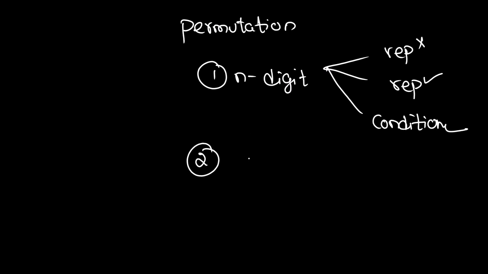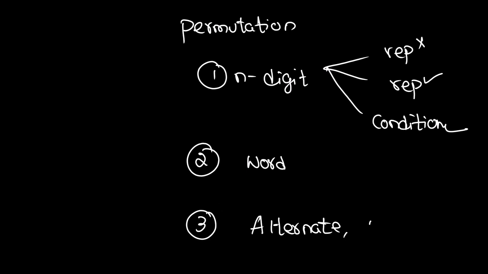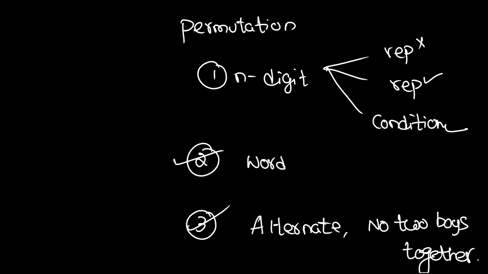Second, we went for words: vowels together, or consonants to be together, starting with vowels, ending with consonant, all those stuff. Then the alternate case, no two girls together, no two boys together. So all this stuff is what we discussed in permutations. In today's session, this is all covered. This is the only thing missed by a few people in the previous session: no two boys together, no two girls together.